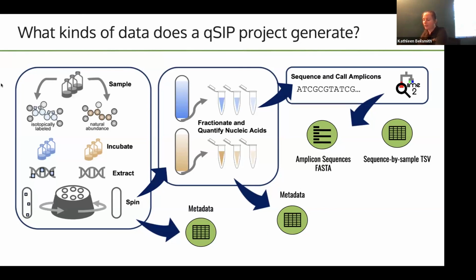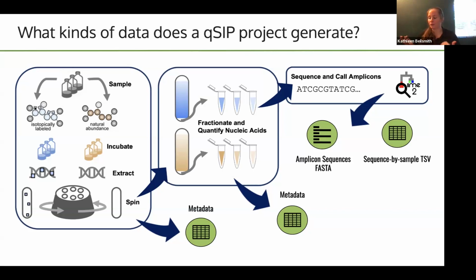Okay. So before we get into the demo and start importing the data, I want to talk a little bit about the type of data generated in a qSIP experiment. So we're going to walk through once more that wet lab procedure that Jeff introduced, and we're going to do it with a mind towards what types of data we're generating at each stage here.